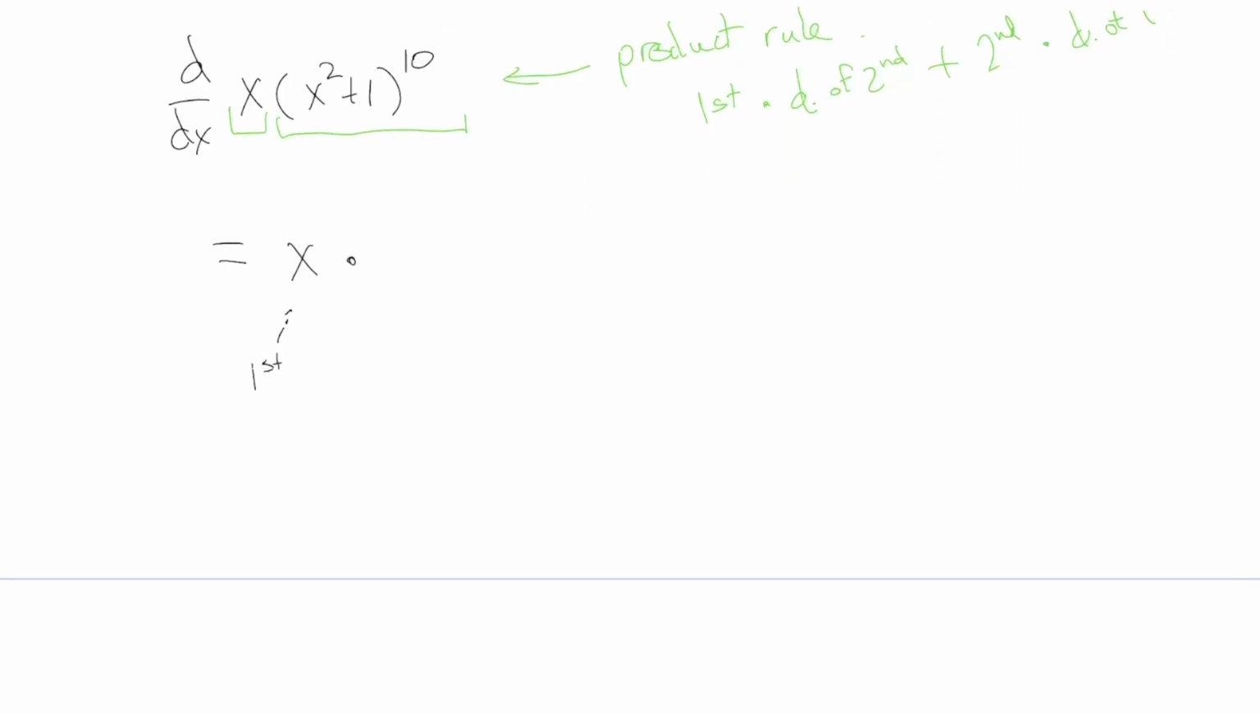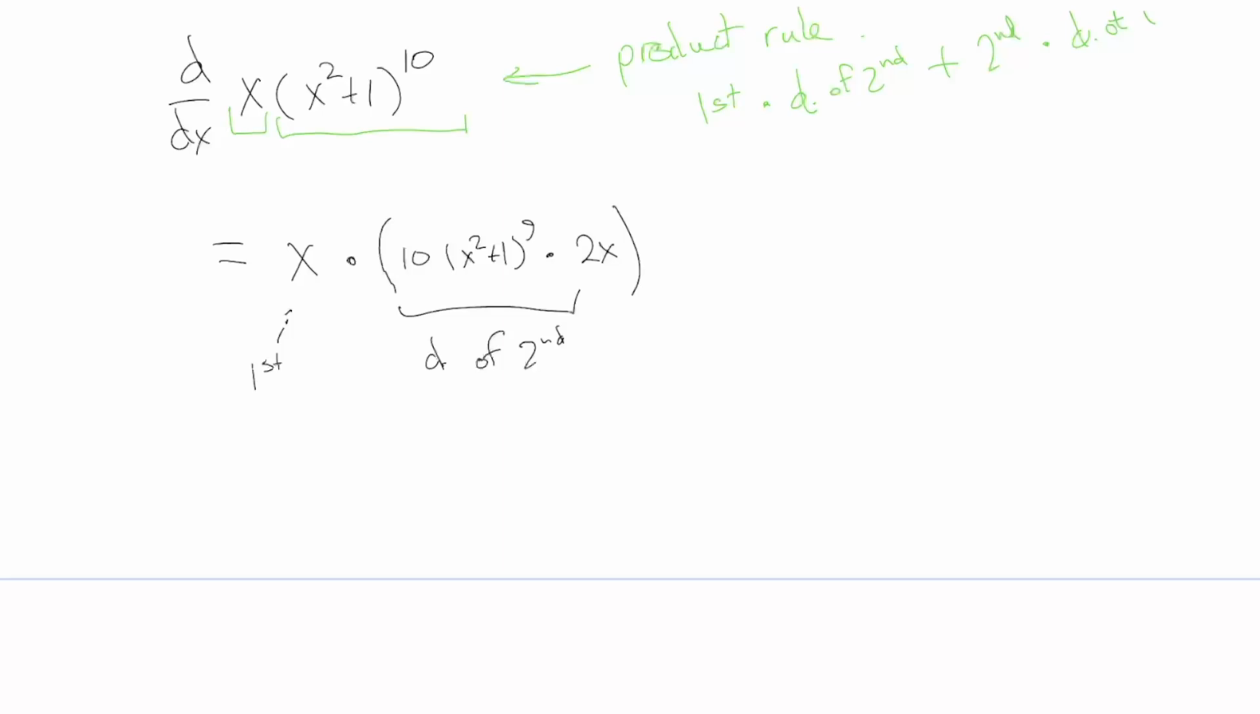And when I do the derivative of the second thing, this is when I'm going to have to do the chain rule. So I do the outside first, 10 x squared plus 1 to the 9. That's the derivative of the outside. And then times the derivative of the inside, which is 2x. So all of that was just the derivative of the second. All right? This is a chain rule as a little piece of a larger product rule.